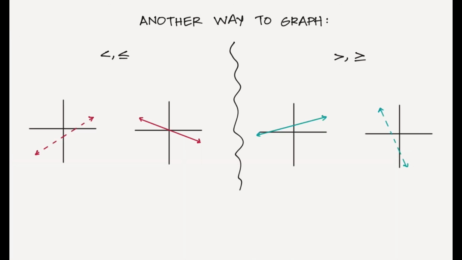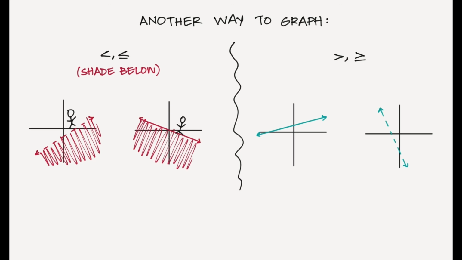All right, to wrap this up, I want to show you another way that you can actually graph, and it's way easier. It's kind of a little secret. If you have less than or equal to as your inequality, you're going to shade below. You're going to shade everything that is less than the line, if that makes sense. So if you have the man walking on top of the line, I'm going to shade everything below it. Same with this other one over here. The man would be on top, and I'm going to shade everything below the man. Look at that. So I don't even have to pick a test point.